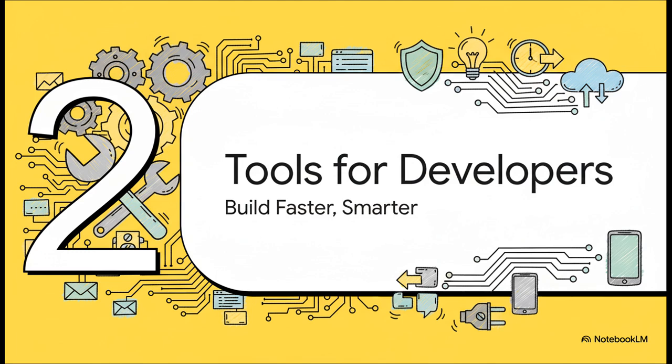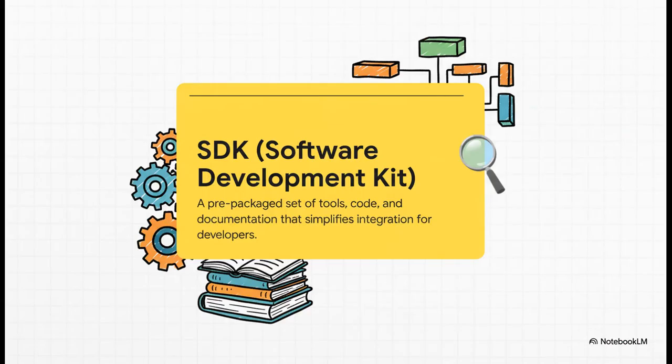Okay, so we've seen the core APIs. Now let's switch gears and look at the tools Lipa-Pocket gives to developers to make their lives a whole lot easier. And the goal here is pretty simple: help them build faster and create smarter apps on top of the platform. At the very heart of this is the SDK, which stands for Software Development Kit. Now, if an API is like a pile of raw building materials, like bricks and wood, then an SDK is like a prefabricated kit from IKEA.